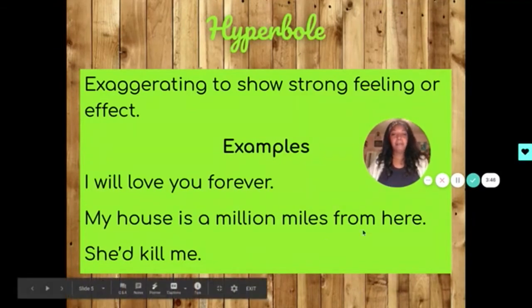Now, do you think these people actually mean all of this? I don't think your friend would kill you if you told her a secret. She might be angry, but she won't kill you. And if she does, she'll probably go to jail.